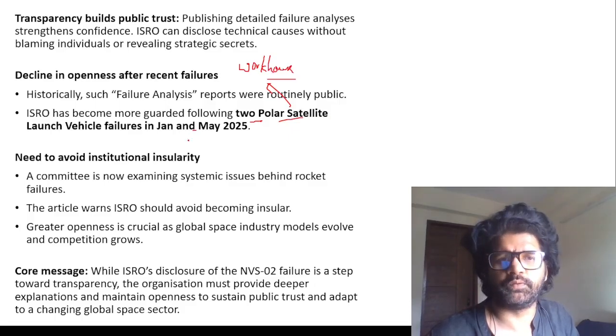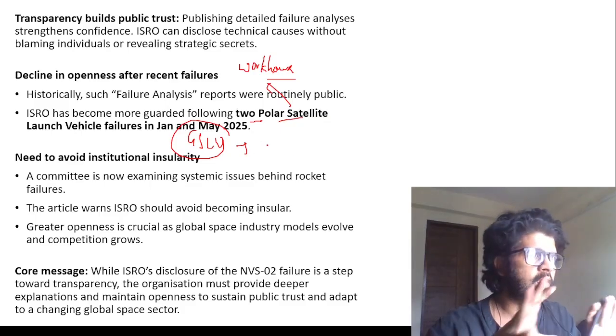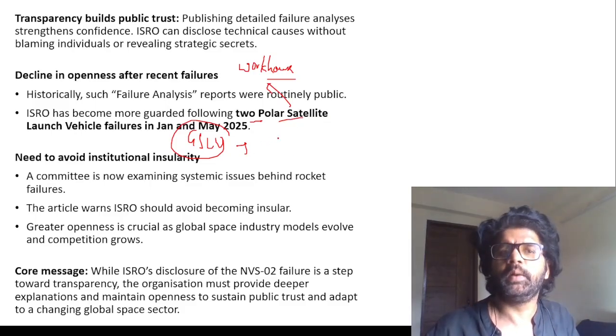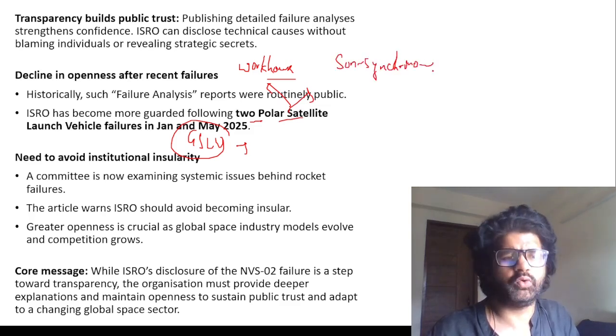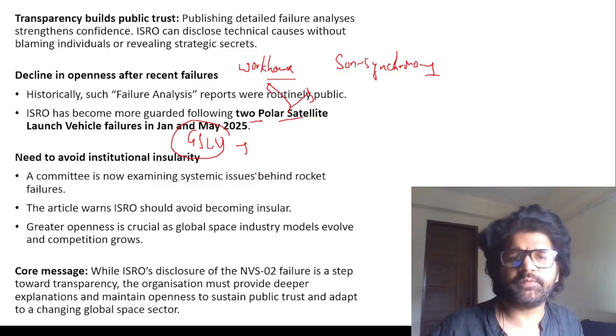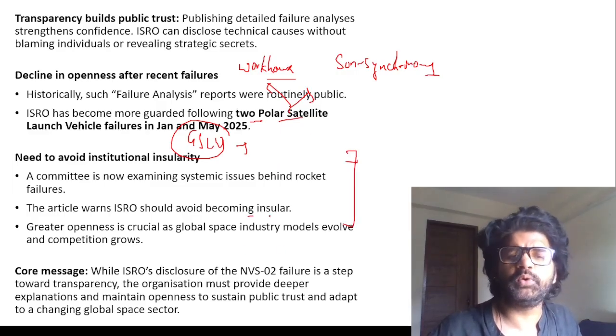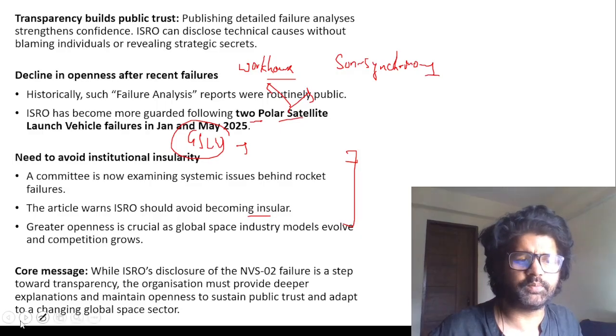Earlier, GSLV used to fail. Geosynchronous Satellite Launch Vehicles place satellites in geostationary orbit, where the satellite appears stationary all the time. With the Polar Satellite Launch Vehicle, you are putting satellites generally in sun synchronous orbits. So remember these small facts. You don't have to do a PhD on it. But they should not become too insular. That's what this article is saying. What is important here? Let's focus.